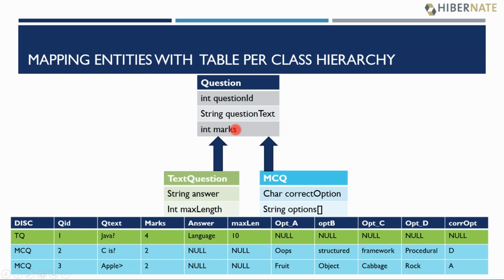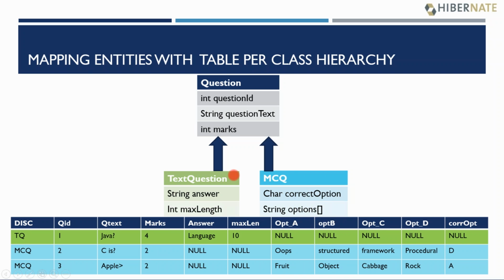So first question ID, question text and marks, and then answer, and then the max length, and then the correct option. Over here we have the correct option, and then four options: option A, option B, option C, and option D.